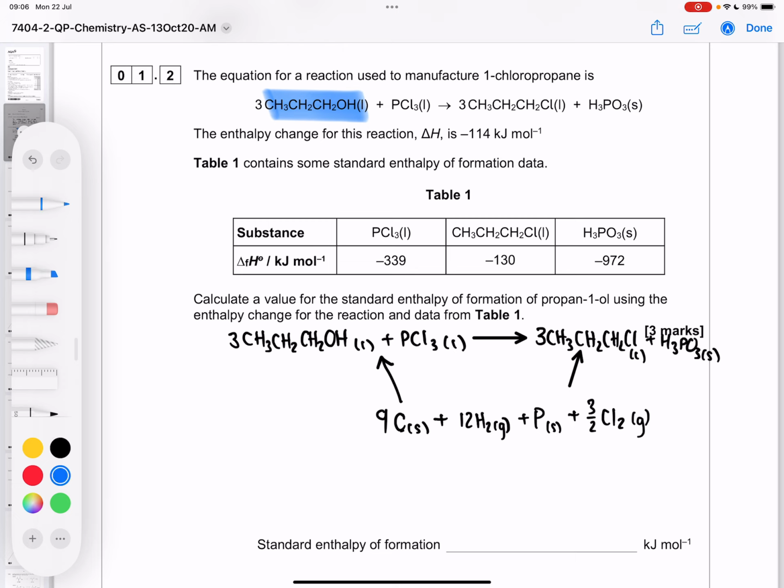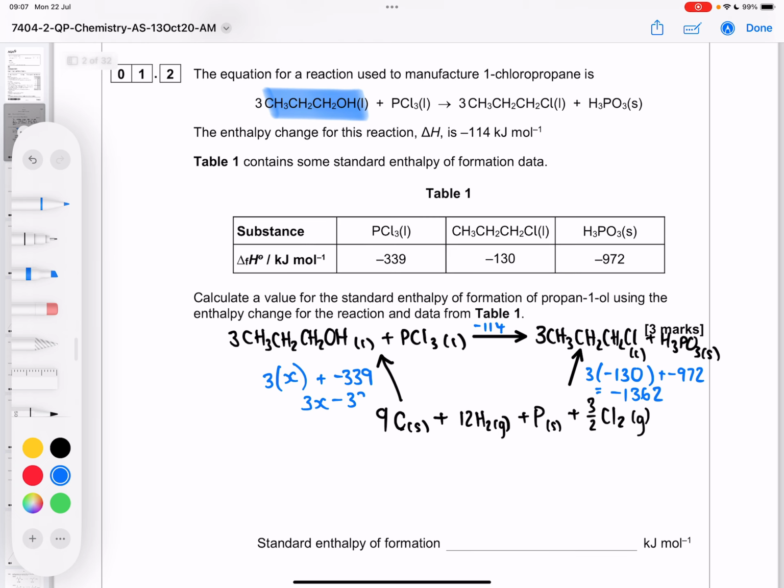So we know that the top arrow is minus 114. Here we're forming 3 propan-1-ols, but we don't know the value, and a PCl3, and here we're forming 3 1-chloropropanes and a H3PO3. So we can add up this side, minus 130 times 3, minus 972. And we're getting minus 1362. And this side we've got 3x minus 339.